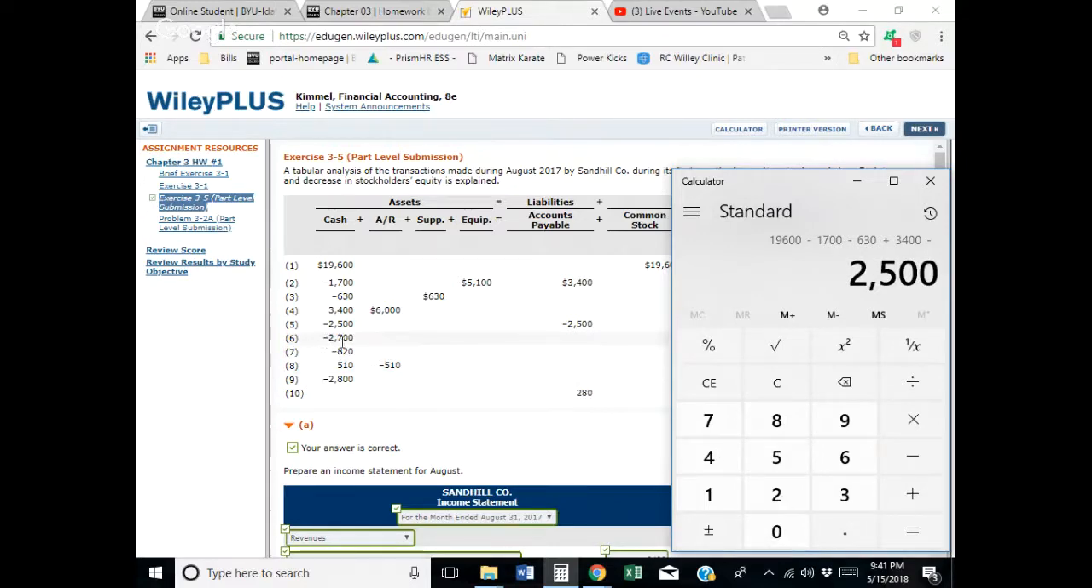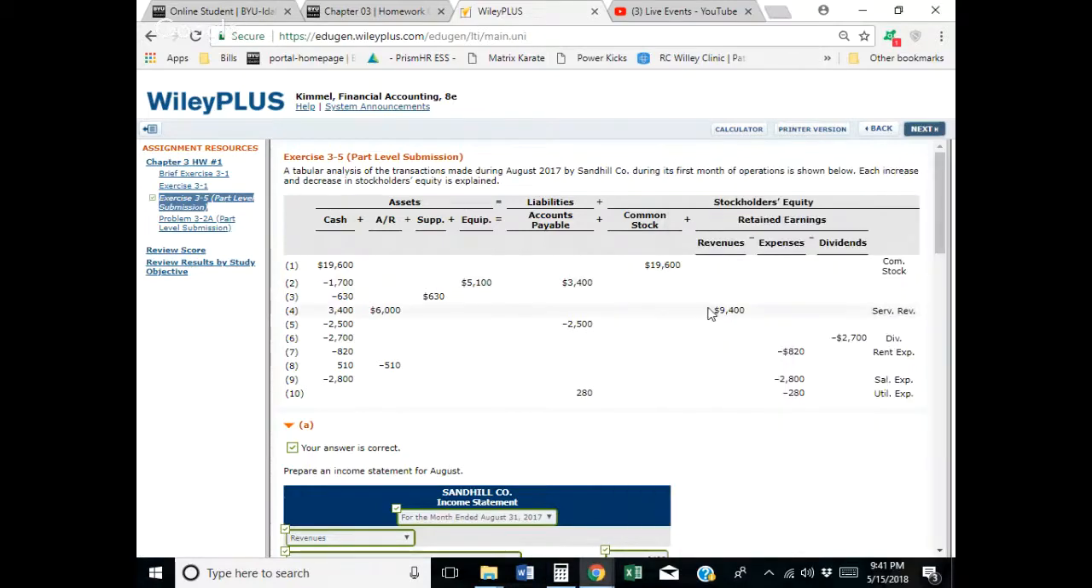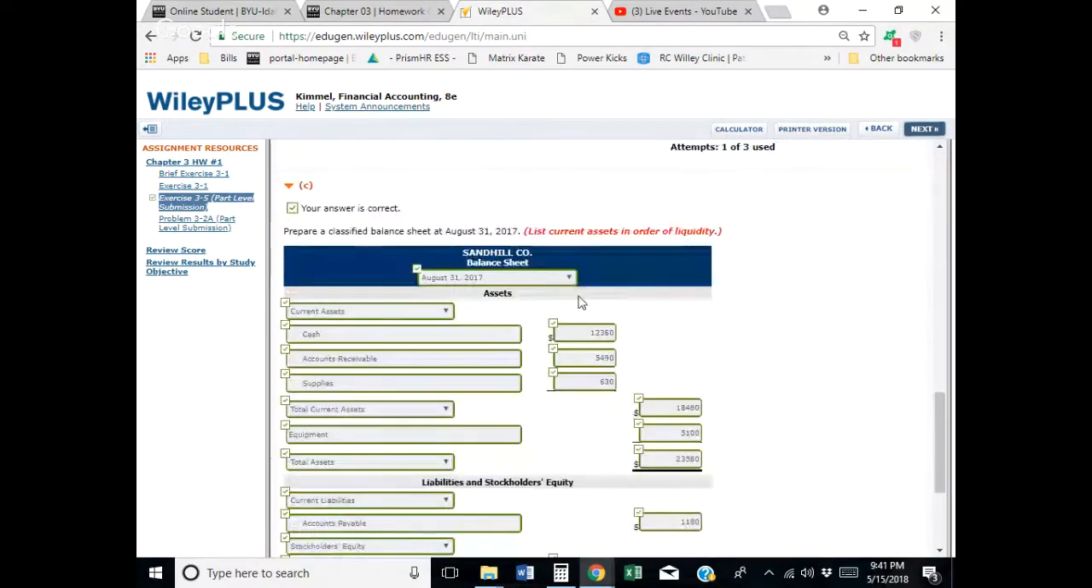Next is negative 2,700, so we'll subtract 2,700 this time. Next is negative 820, so we'll subtract 820. Next is 510, so we'll add 510. Last one is negative 2,800, so we'll subtract 2,800. This gives us cash of $12,360. So enter 12,360 under our cash on our balance sheet.